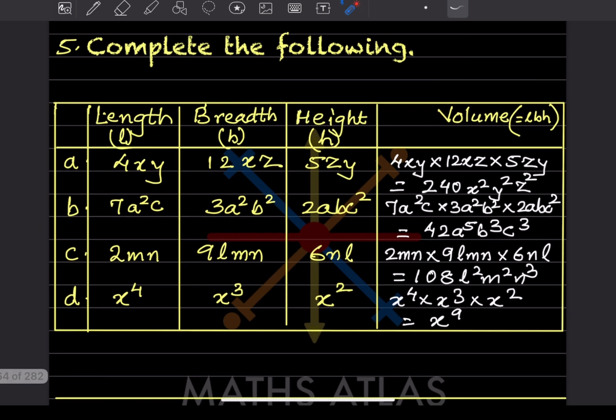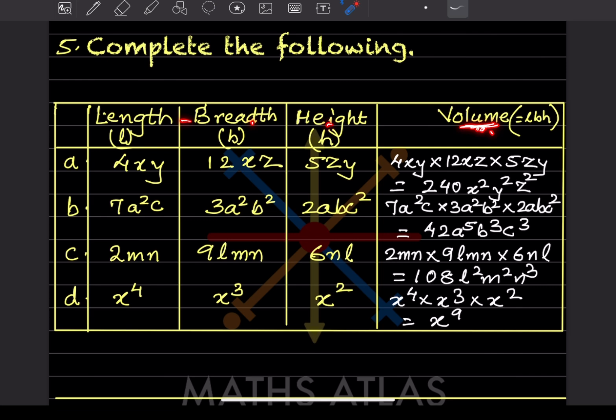So now here they said complete the following. The length is given. Whatever is written in yellow is already given in the question, and the white ones are the explanation of how to do it. So length, breadth and height are given. You have to find the volume.